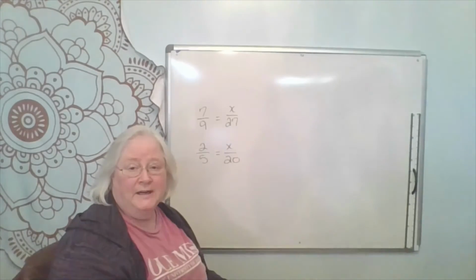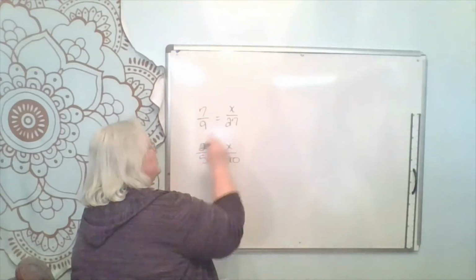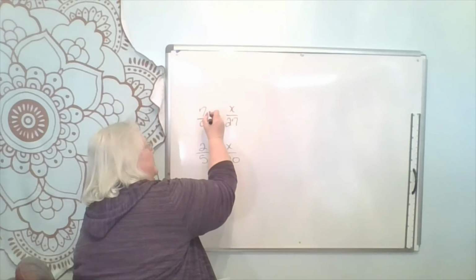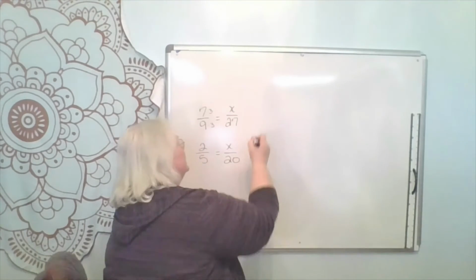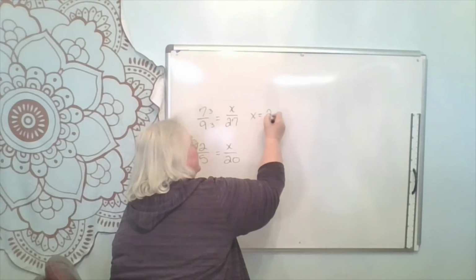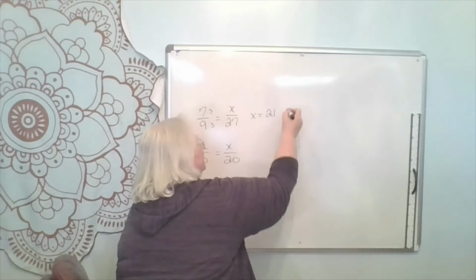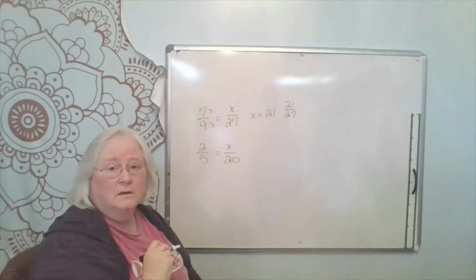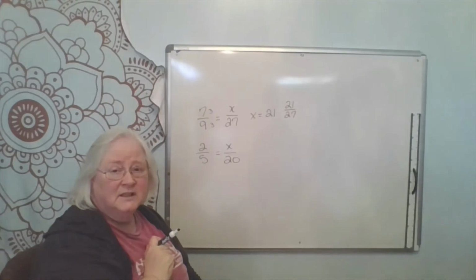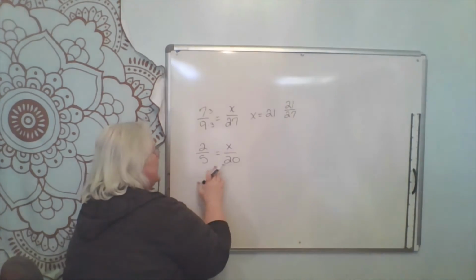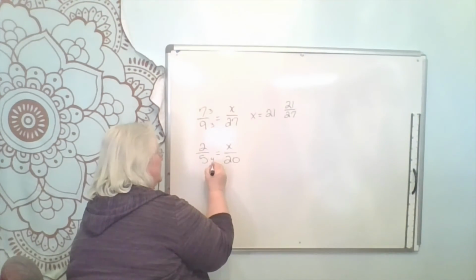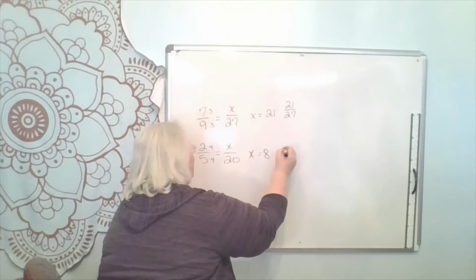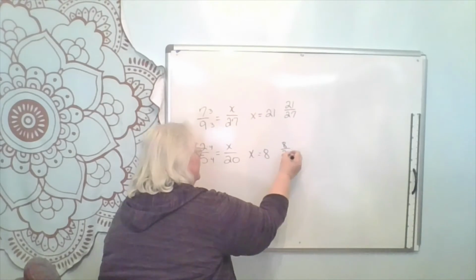Okay, so let's see if you got your answers right. So 9 times what is 27? We know that that's 3. So we're going to say 3 here. So x is equal to 21. So our equivalent fraction is 21/27. Okay, did you get that one right? Let's try the other one. 5 times what gives us 20? We know that's 4. So we're going to do 4 on the top. So x is equal to 8. So our equivalent fraction is 8/20.